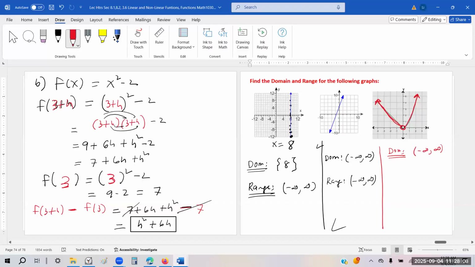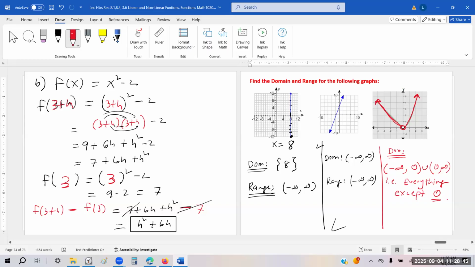So you have to break this down. It's negative infinity to 0 because 0 doesn't exist here, and then from 0 to positive infinity. It means the domain is everything except 0. So let me write this down, i.e., everything except 0, because 0 has a hole.